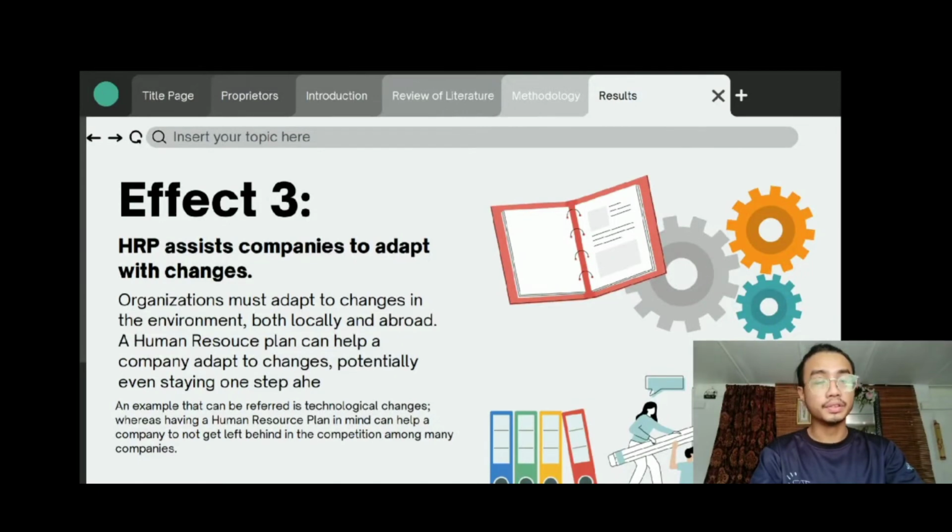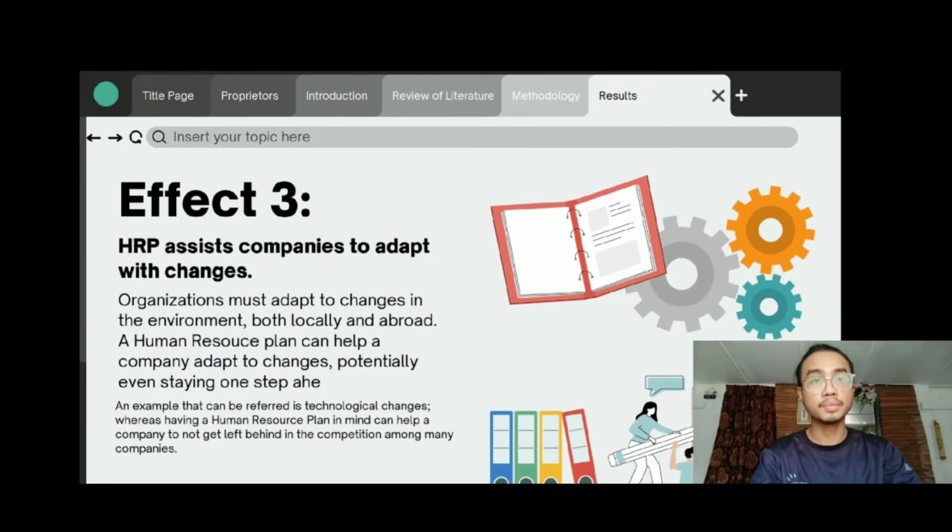The third benefit of human resource planning is that HRP assists companies to adapt to changes. Organizations must adapt to changes in the environment, whether locally or even abroad. Having human resource planning in mind can definitely help a company adapt to changes and even potentially stay one step ahead of everything.